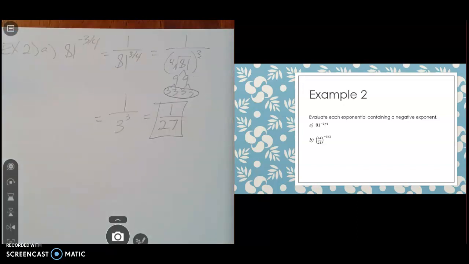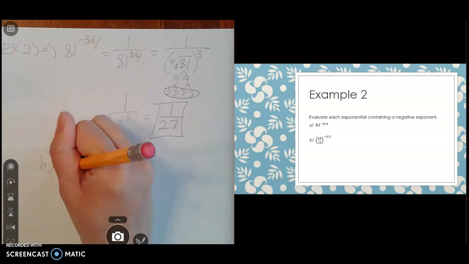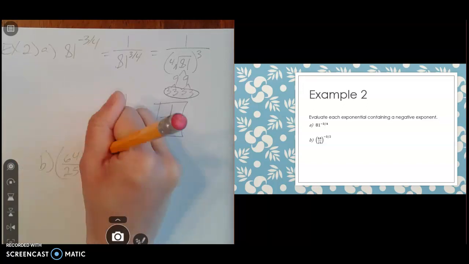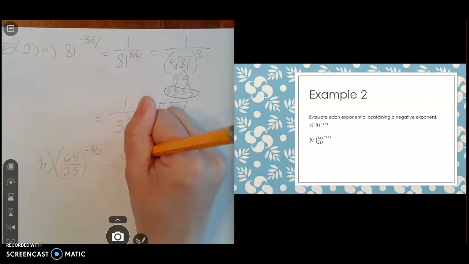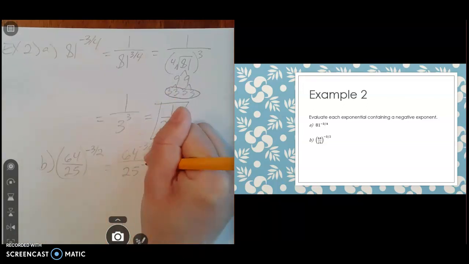All right, what about if I have a fraction? I have 64 over 25, and that's raised to the negative 3/2 power. All right, so basically what you can do here is you can kind of distribute that to each one. We've got 64 to the negative 3/2, and we've got 25 to the negative 3/2.